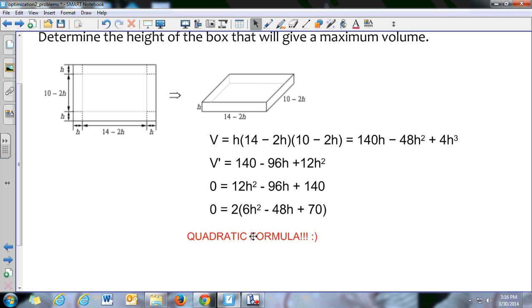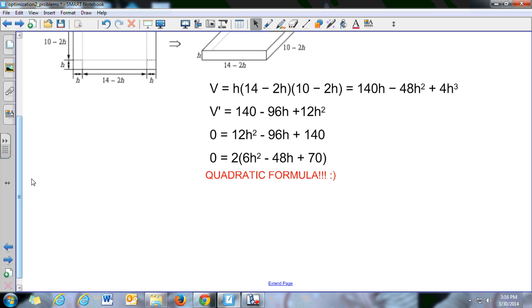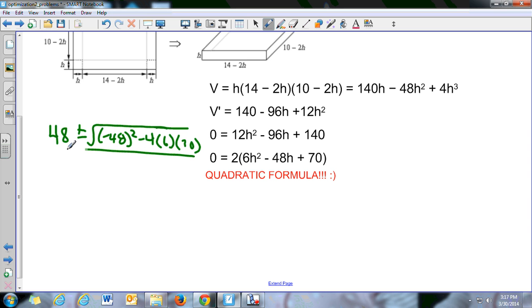Smiley face. Alright. So I'm going to set up for your quadratic formula real quick and let you go from there. So our quadratic formula, we would have 48 plus or minus the square root of negative 48 squared minus 4 times 6 times 70, all divided by 2 times 6.